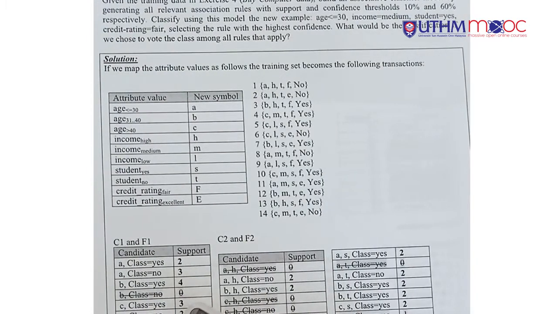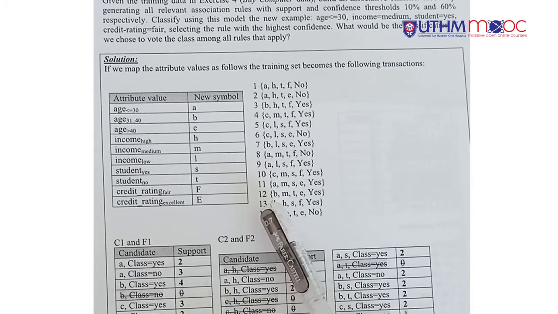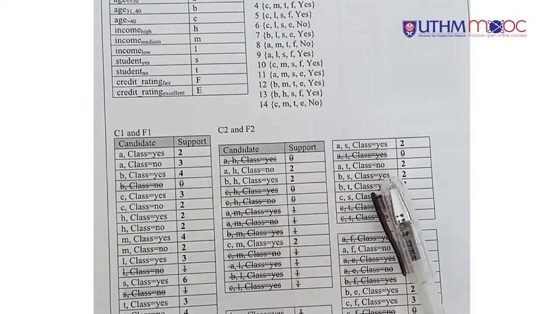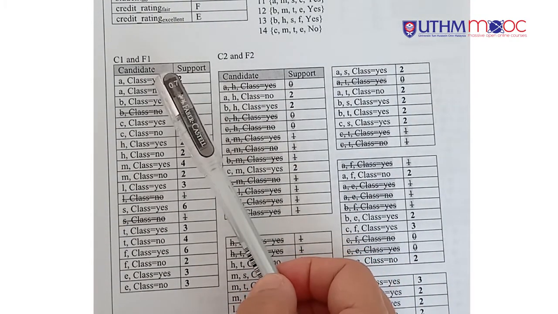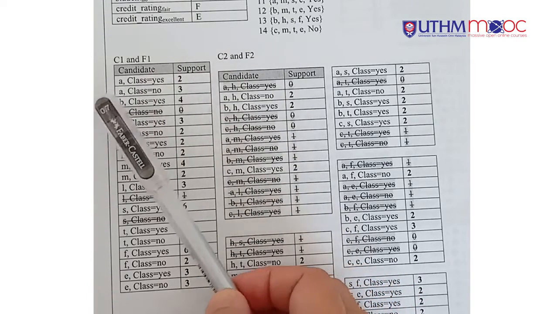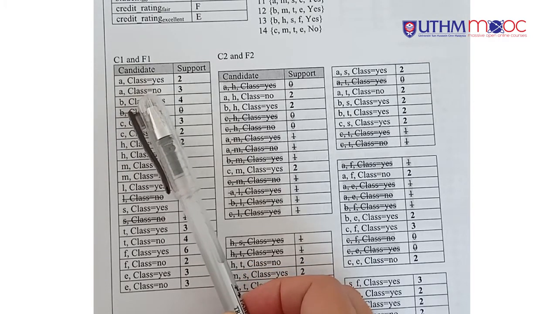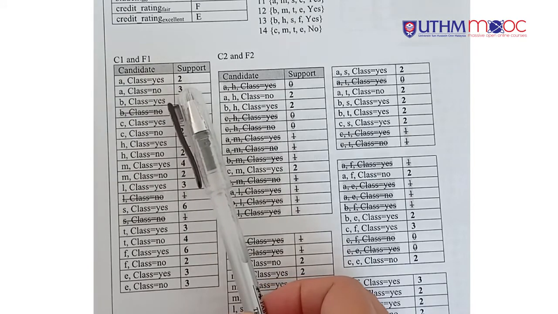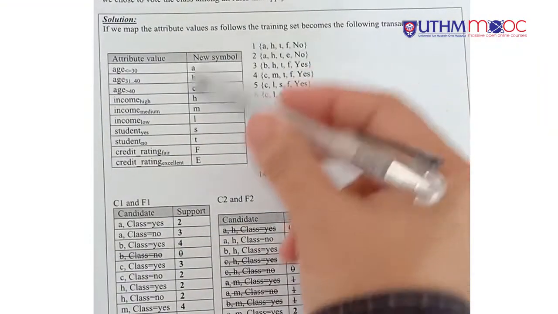Okay, so the first thing we'll do is take all these items and find the support. Let's say for a candidate, class yes, we have the support 2. If we are looking for item A, class yes, and for item A, class no, the support is 3. What does it mean actually? So we have to have a look.